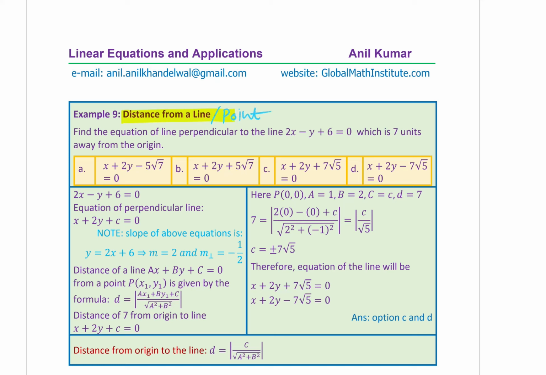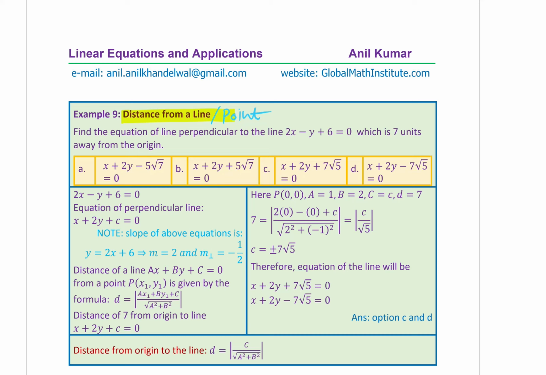So the question here is: find the equation of the line perpendicular to the line 2x - y + 6 = 0, which is 7 units away from the origin. So that is the question for you. Okay, correct. So in this particular case, how do we solve the question?